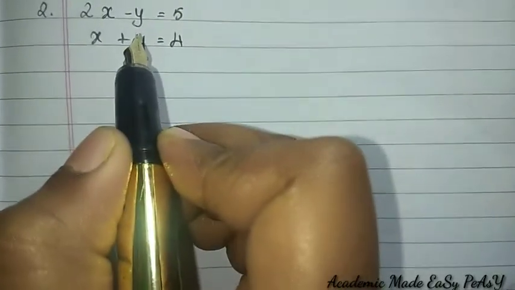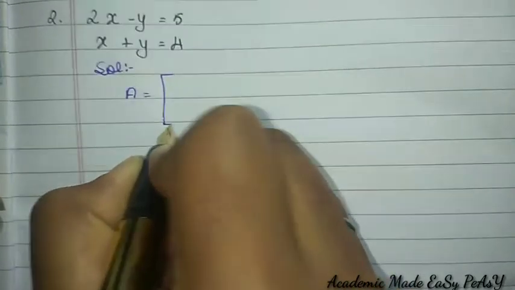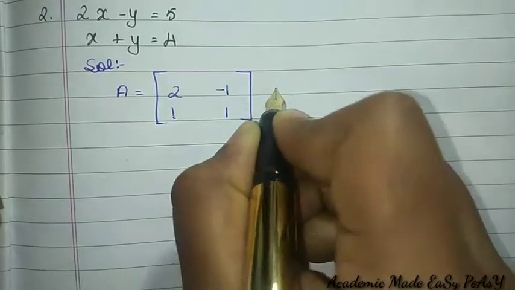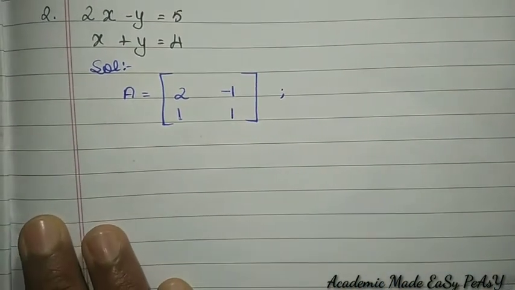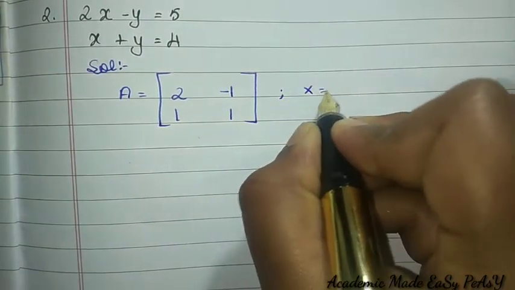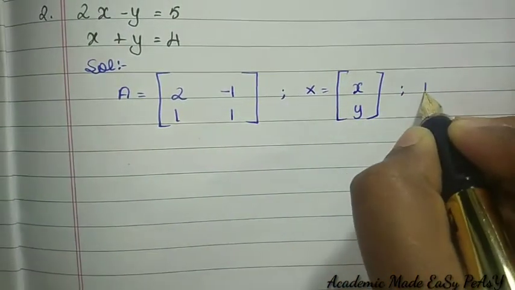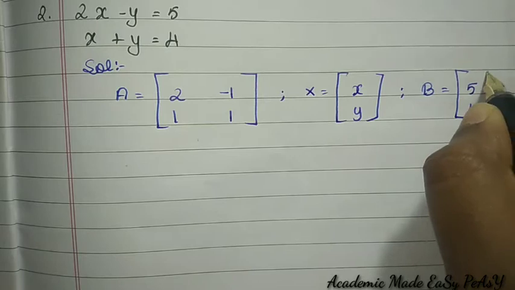Question 2. Two equations are given and for this also we have to find the consistency only. So first we will be finding the matrices. Let my matrix A be equal to the coefficients of the variables: 2, minus 1, 1, 1. I have taught you more clearly in the introduction part. If you have not watched that video, I will attach the link in the description box. Watch it. My next matrix is X, so I will be writing the given variables, x and y. And my third matrix will be B, which is 5 and 4.